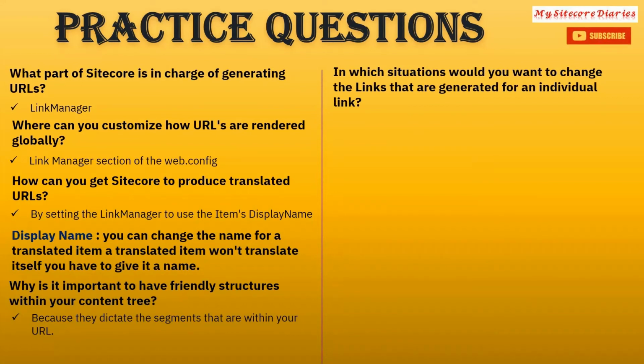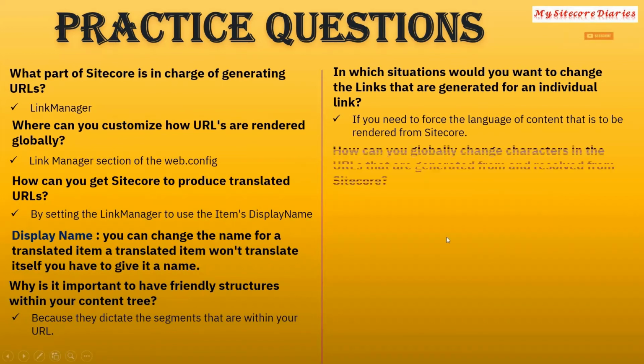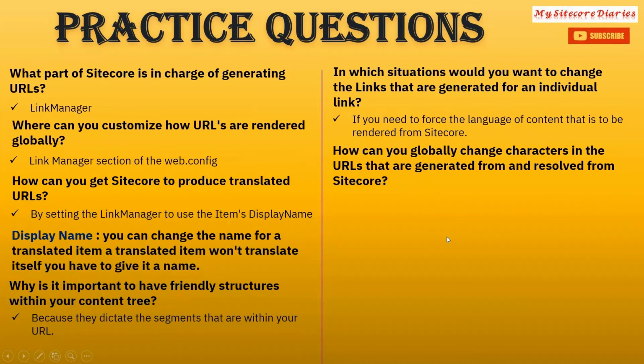In which situation will you want to change the links that are generated for individual links? If you need to force a language for content that is to be rendered from Sitecore, then you have to do this. How can you globally change the characters in the URL that are generated from and resolved from Sitecore? There is a property called encode name replacement, which you can use in the web.config to do so.